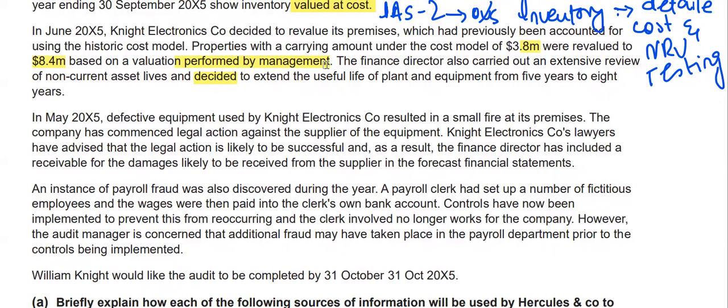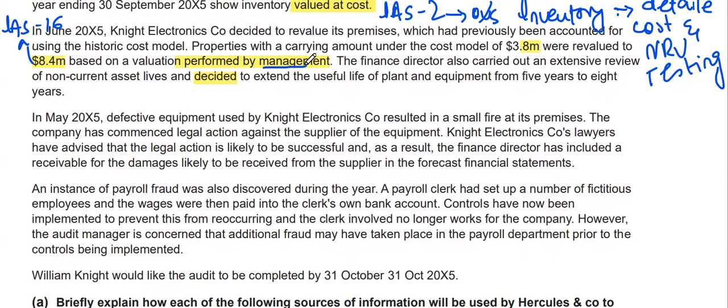So you should write that Knight Electronics Company, you should first write the applicable accounting standard. And what is the applicable accounting standard here? Again, IAS 16, property, plant, equipment. And you should write that this accounting standard suggests that the revaluation should be performed by whom? By an independent valuer instead of by management.